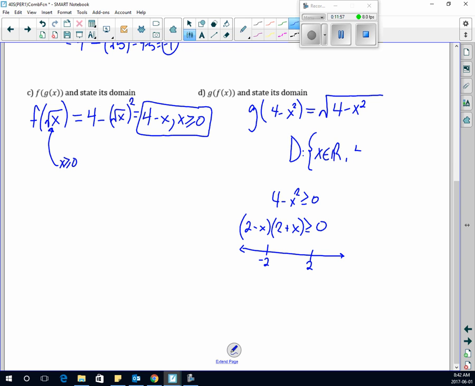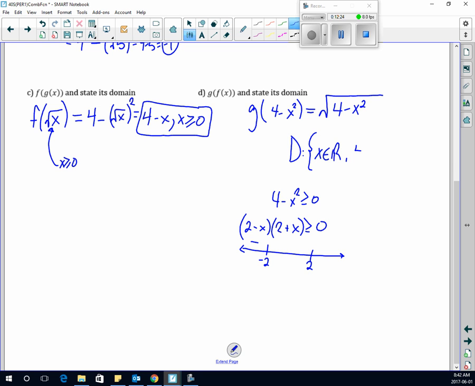And what are we looking for? What does greater than or equal to 0 mean? Positive. So we need to figure out what region would be positive. So if I pick negative 3 and put it in there, what do I get? Try again. 2 subtract negative 3 would be positive, and then 2 plus negative 3 would be negative. So a positive times a negative is a negative, yes?